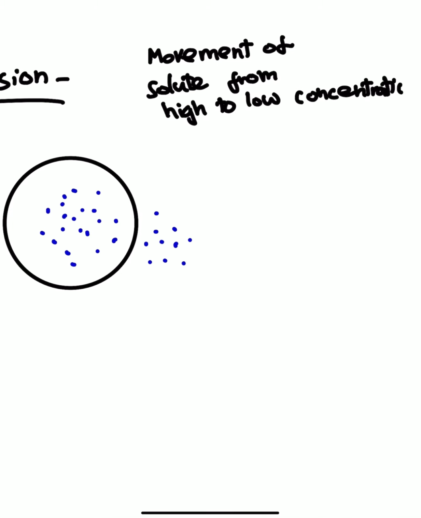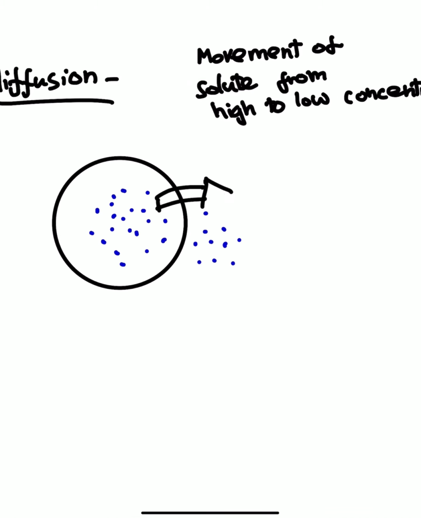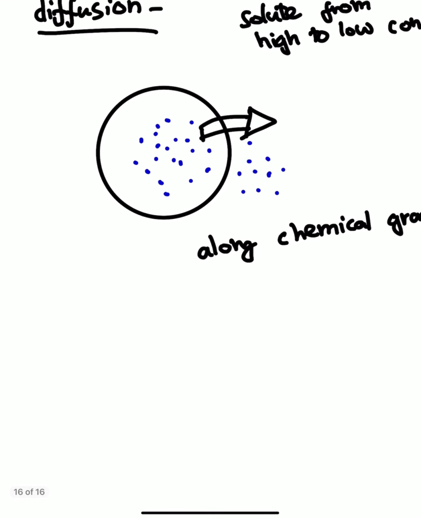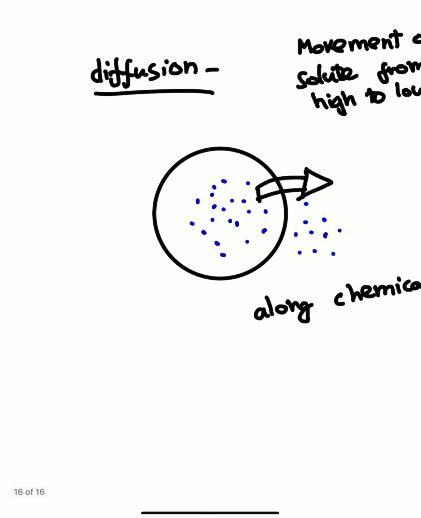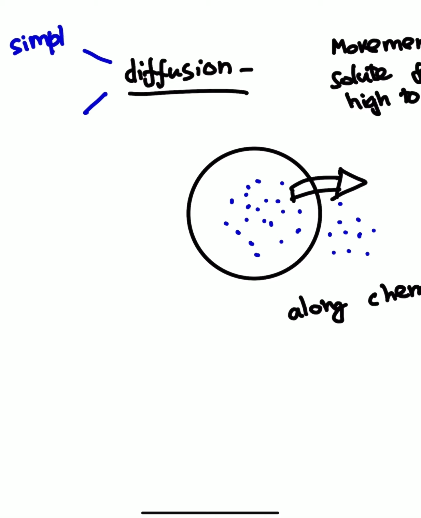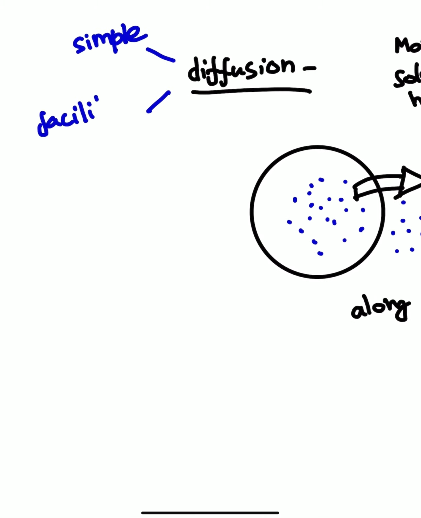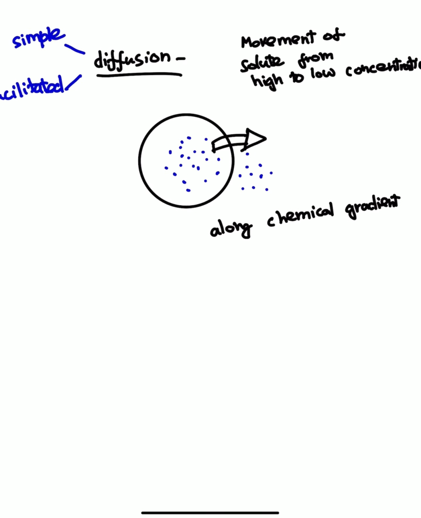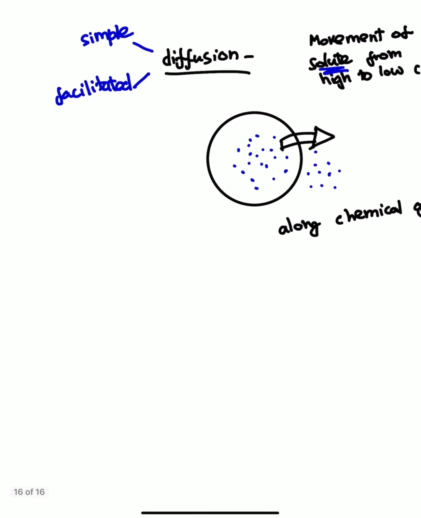So diffusion is basically movement of solutes from high concentration to low concentration. So if you could see in this picture, obviously the solute movement should be from inside to outside along the concentration gradient. So when it comes to diffusion, there are two types. The first one is simple diffusion and the second type is facilitated diffusion. So simple diffusion is what I've described. It's a movement of solute along the concentration gradient. So what is facilitated diffusion and how is it different from the simple diffusion process?